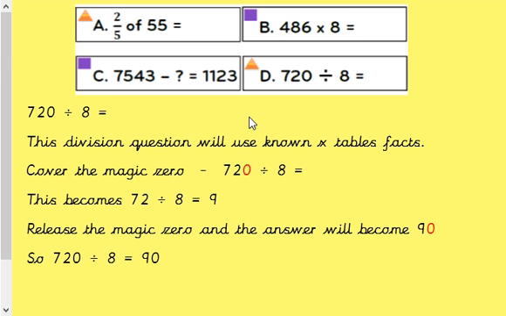Second question, 720 divided by 8. Now this question will need you to use known times table facts or division table facts. So first thing we're going to do, as always, cover the magic 0. This leaves us with 72 divided by 8, or how many 8s are in 72. So 72 divided by 8 equals 9. And we know that because 9 8s are 72. Finally, release the magic 0 and the answer will become 90. So 720 divided by 8 equals 90.